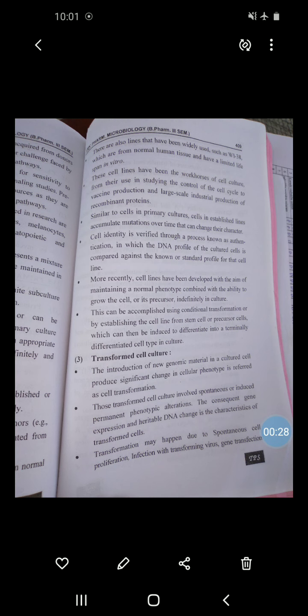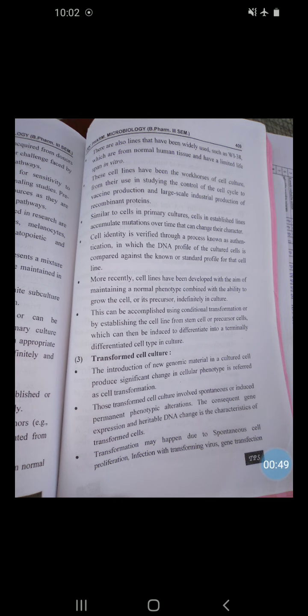I am repeating here. So, what is cell transformation? The introduction of new genomic material in a cultured cell which produces a significant change in cellular phenotype is called cell transformation. Those transformed cell cultures show spontaneous or induced permanent phenotypic alterations. The consequent gene expression and heritable DNA changes are the characteristics of a transformed cell.